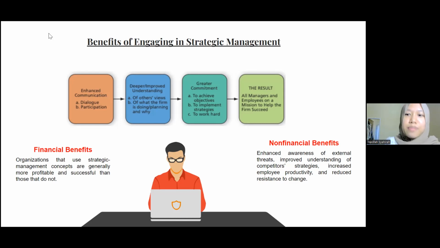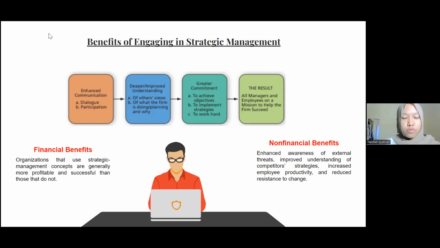In here, because everyone is participating, like all managers and all employees on a mission, they can help the firm to succeed, because they're working together. It means they have a lot of people working in their jobs to achieve the organizational goals. So this is the four main benefits of engaging in strategic management.